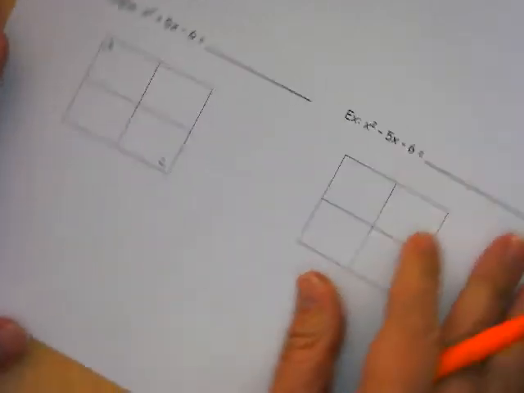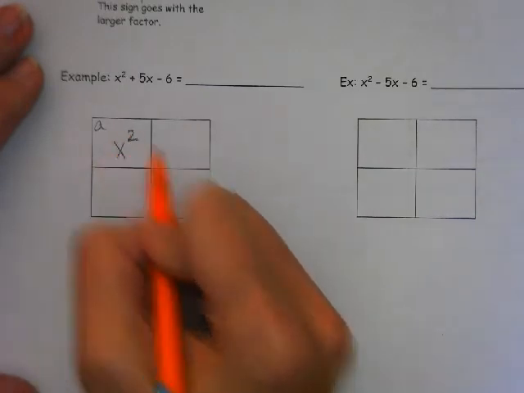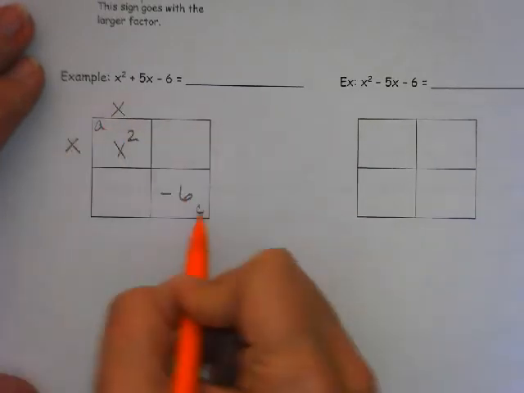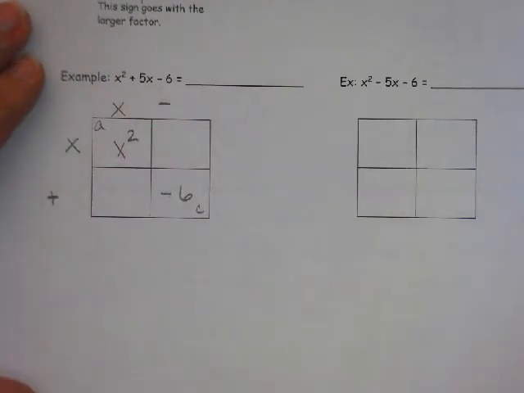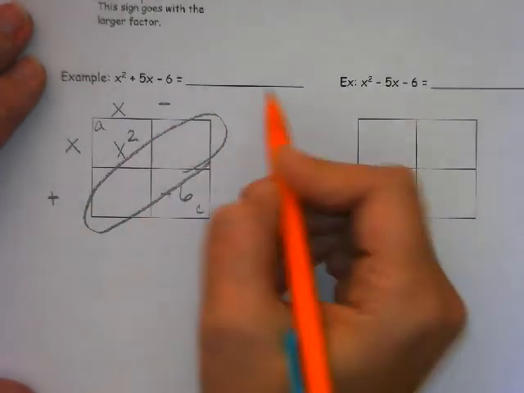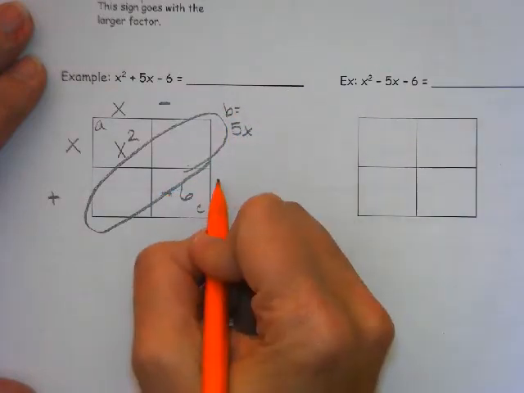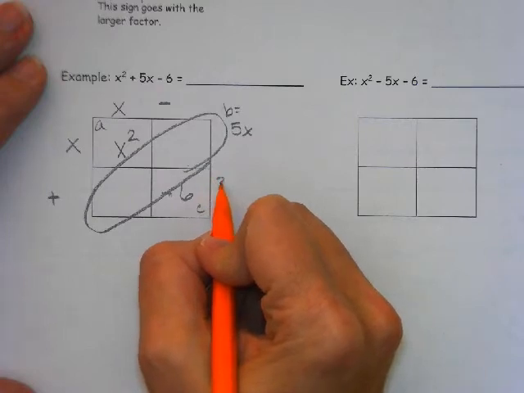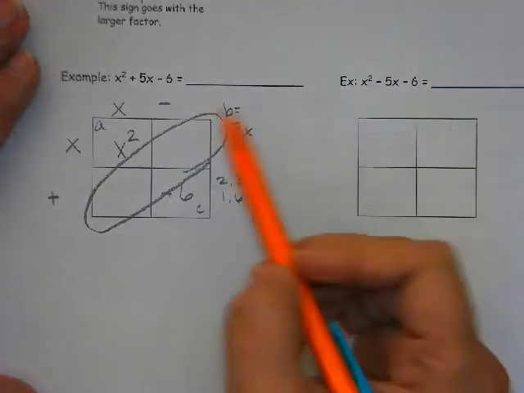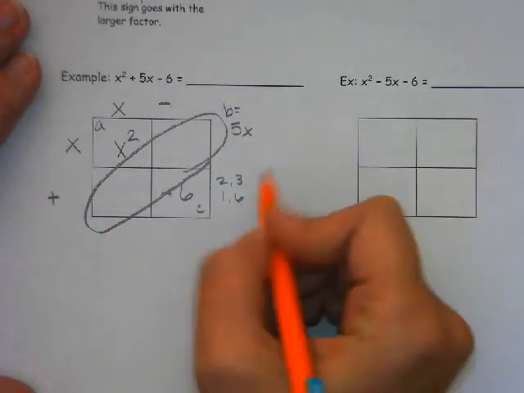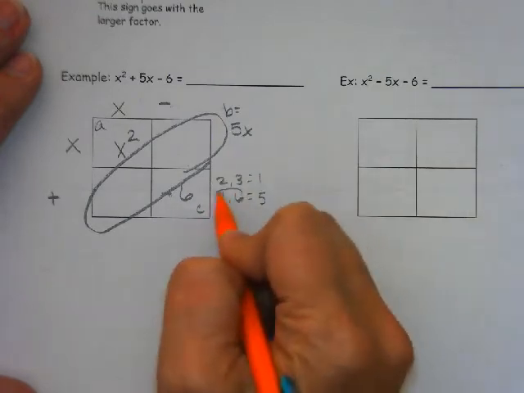It's kind of like the box method is just kind of turned this way, right? Here's your x squared, here's your -6. We know this is x and this is x, but to get a -6, you have to have a negative times a positive. So this is going to be a positive 5x. So what are my factors that make 6? What did we say a minute ago? 2 and 3 and 1 and 6. But it's not 2 and 3 this time, because if I have a negative and a positive, I'm subtracting these. If I subtract these, I get 1. If I subtract these, I get 5.